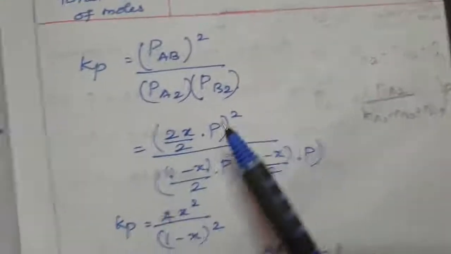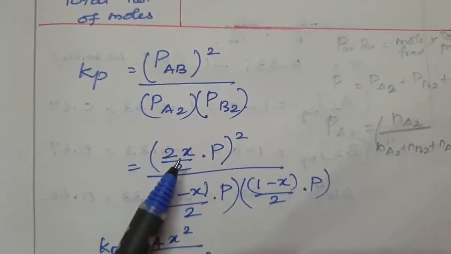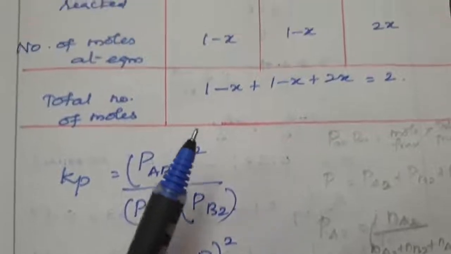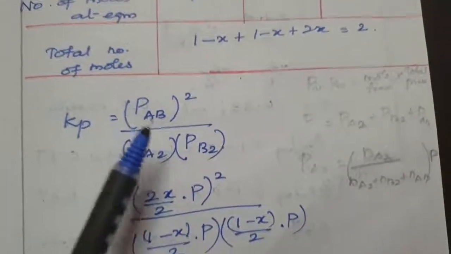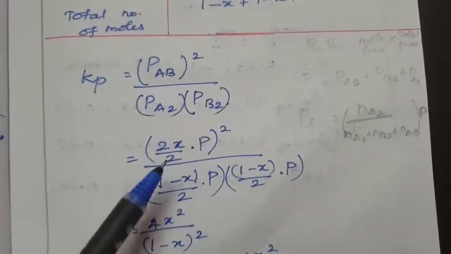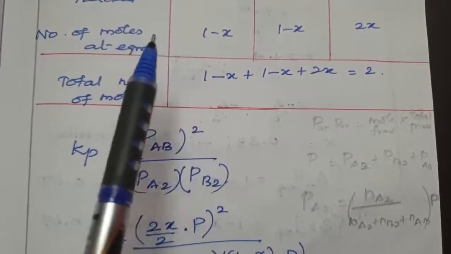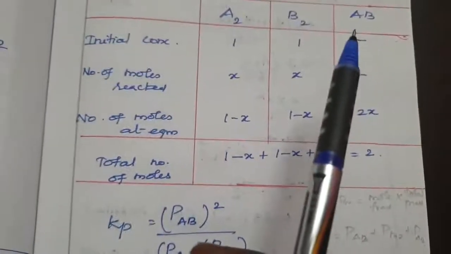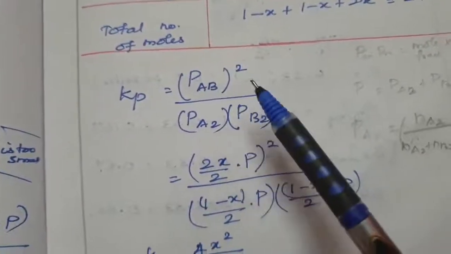Okay, so in the same way, substitute. What is the number of moles of A2? 1 minus x. Sorry, number of moles of AB. Number of moles of AB is 2x. So 2x by 2. Total number of moles, already calculated as 2, right? Number of moles at equilibrium for AB is 2x, because the formula is P of AB, partial pressure of AB.